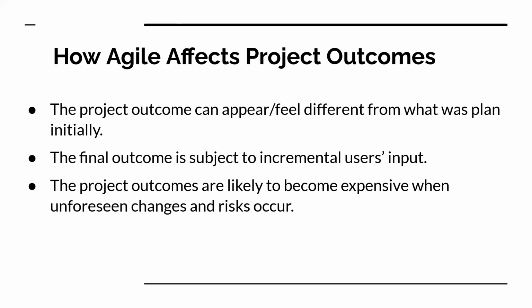So how Agile affects project outcomes. The project outcome can appear or feel different at the end from what it was planned initially. The final outcome is subject to incremental users' input, and the project outcomes are likely to become expensive when unforeseen changes and risks occur.